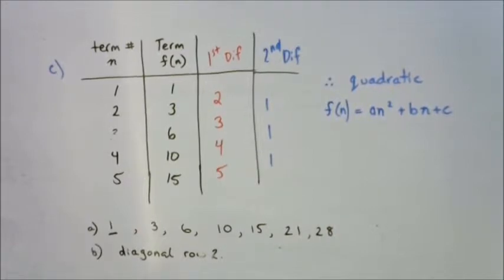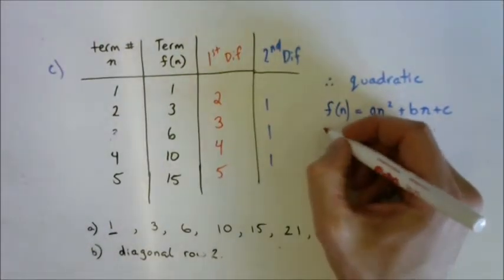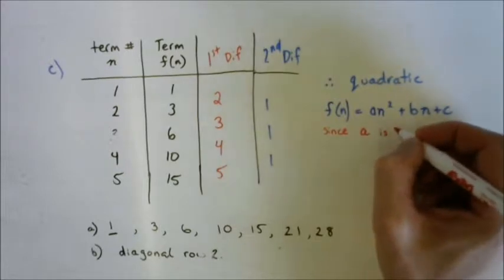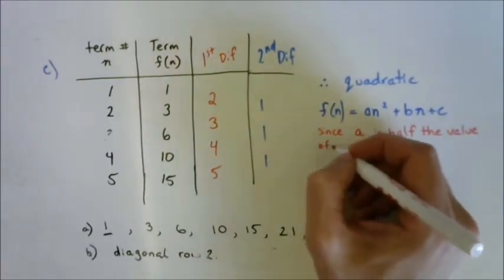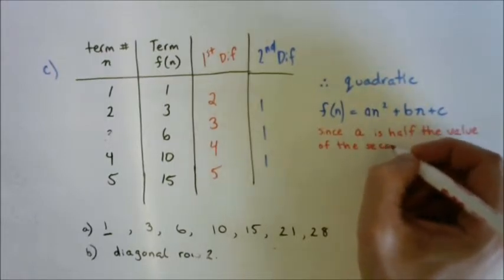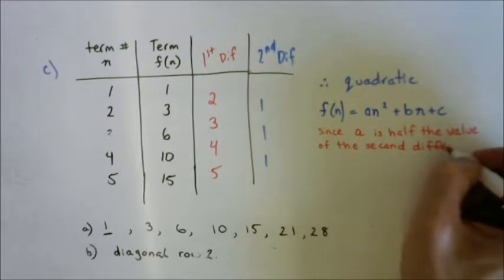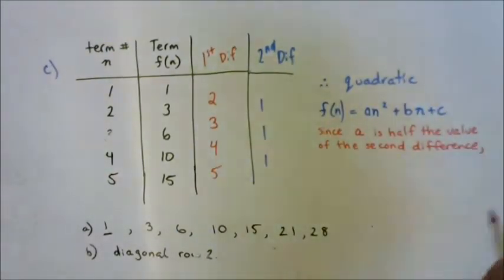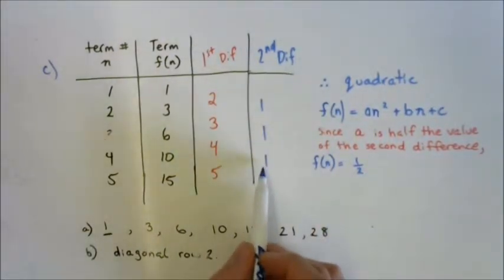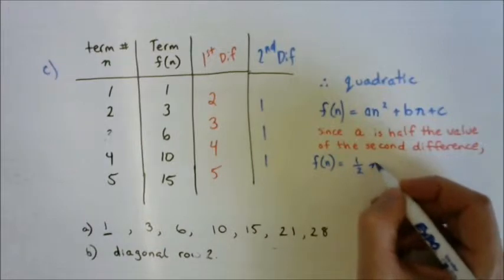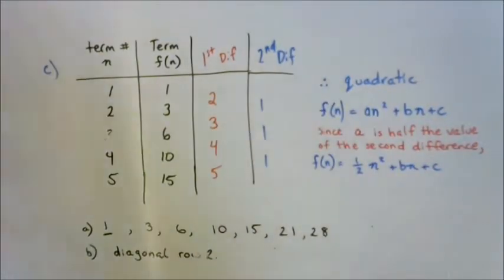We do, if you did your homework from the first lesson. You should be aware that half the value of the second difference corresponds to the value of a. Okay? So if you don't know that, you just say, since a is half the value of the second difference, assuming the second difference is constant, and we know that this function with respect to n is, since the constant finite difference is 1, then we've got half n squared plus bn plus c.